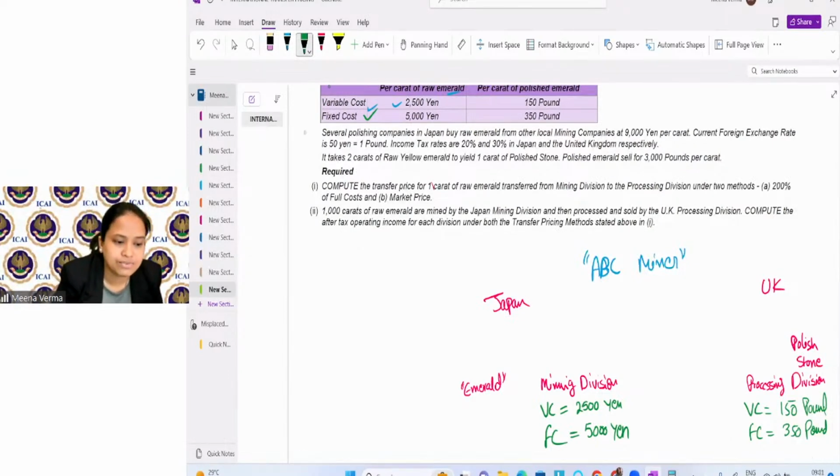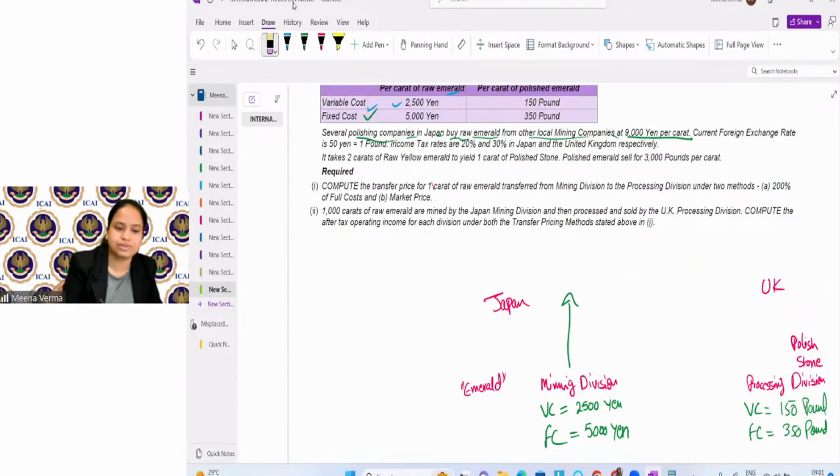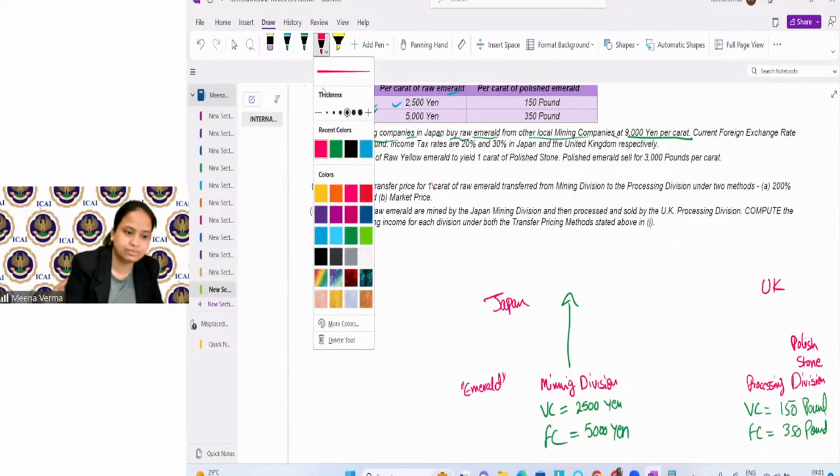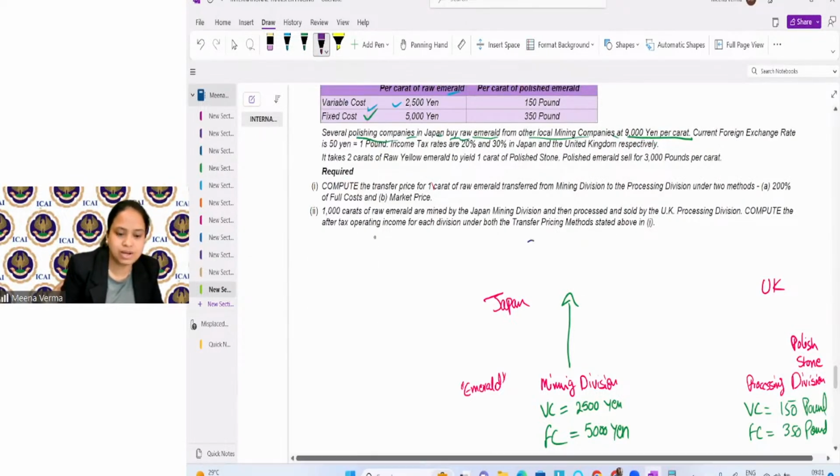Several polishing companies in Japan buy the raw emerald from local mining companies at rupees 9,000 per carat. That means it has an external market. There is an external market for this product.